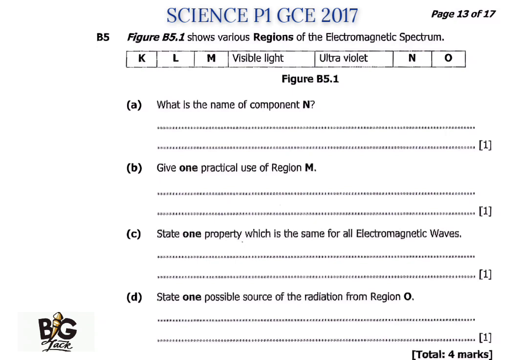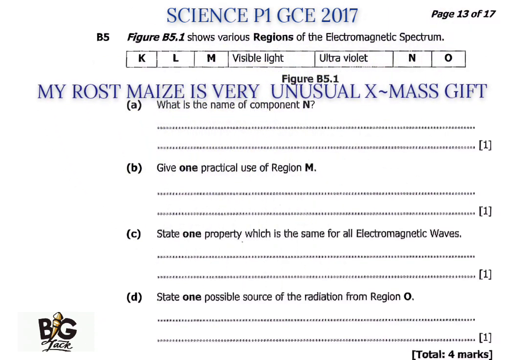Okay, so question A is saying, what is the name of component N? Now for us to know component N, I'm going to give you a mnemonic, which is going to help you to remember all these electromagnetic spectrum. Okay, so the mnemonic goes like this. My lost means is very unusual, Xmas gift.